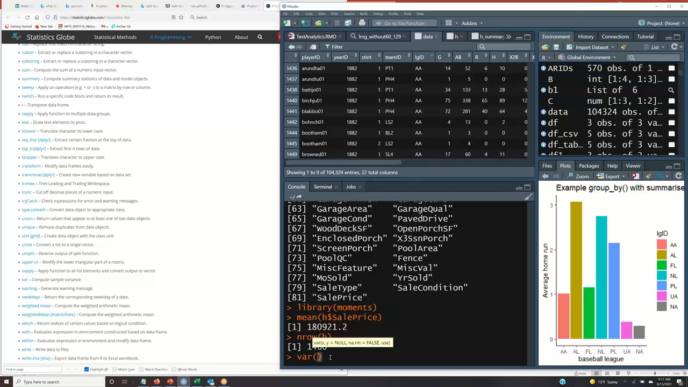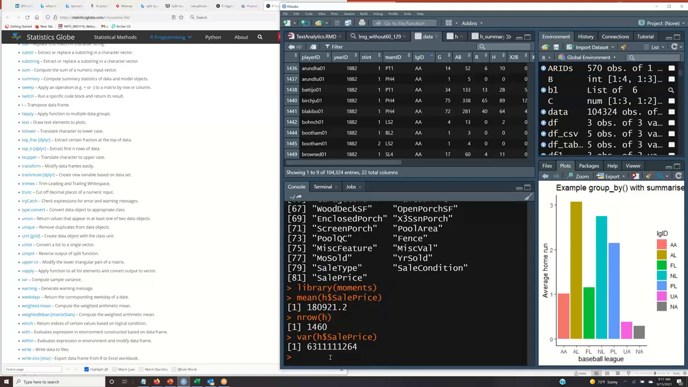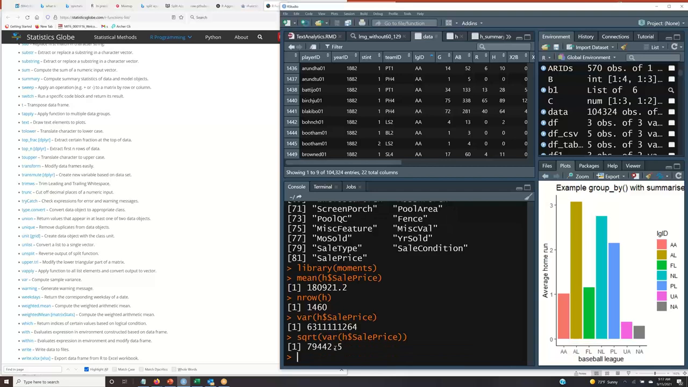And then you want to calculate the variance. You can do that on h dollar sale price. The variance is very big because it's a squared operation, right? Usually you want to work on the same unit of measurement, so you have to put the standard deviation, which is the square root of this. So it is really $79,000 to $80,000 as the standard deviation. That means on an average, the observations are about 80,000 away from the mean. It's the average of the distance between each of the observations and the mean of the observations. That's what it is.